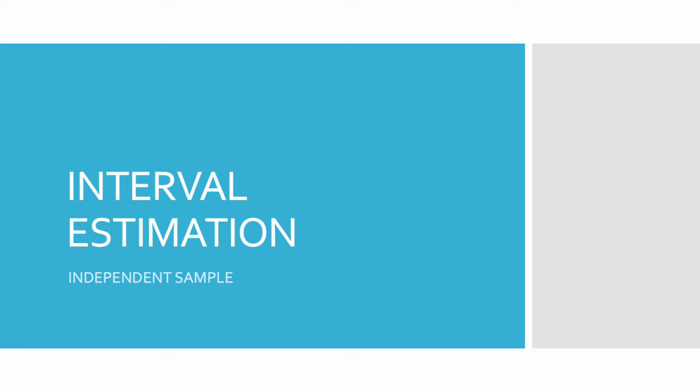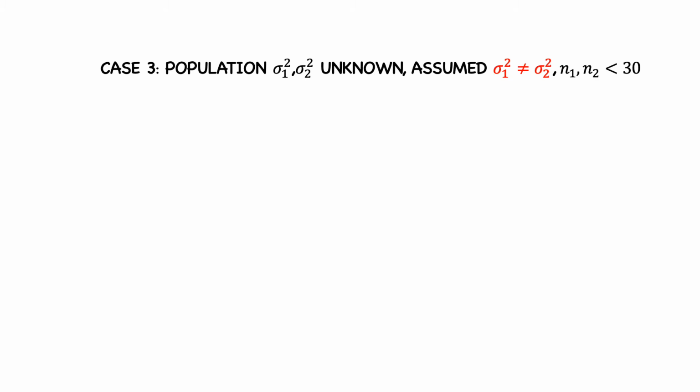Okay, this is interval estimation for independent samples, but we focus on case number 3 and number 4. Case number 3 is when the population variances are unknown, but we assume they are unequal, sigma 1 squared not equal to sigma 2 squared, and both sample sizes are less than 30.